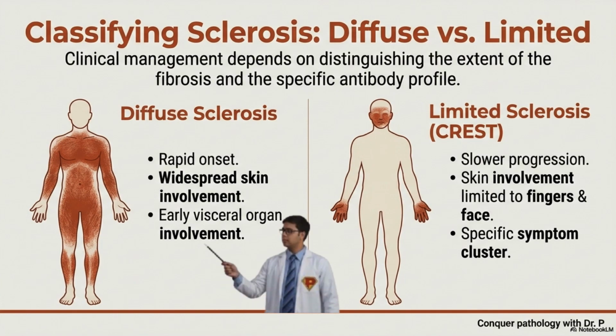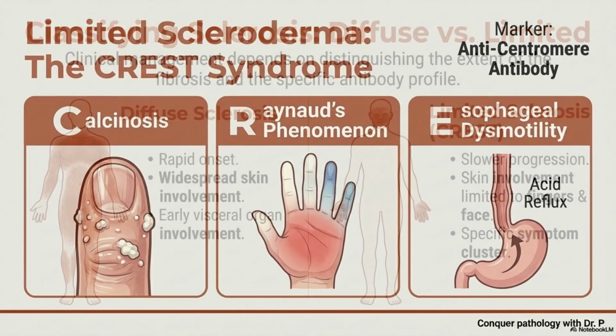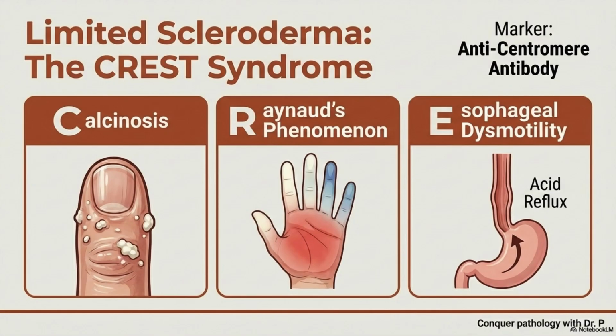Diffuse scleroderma is everywhere. Widespread skin involvement and early visceral organ damage is seen, for example in lungs, kidneys, everywhere. Limited scleroderma is restricted, usually just the fingers and face. This one is slower and more benign. For the limited form, remember the acronym CREST.